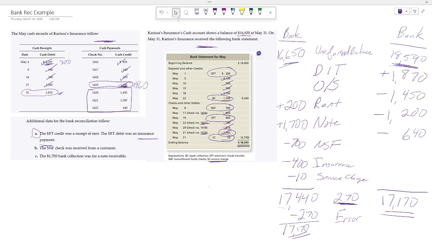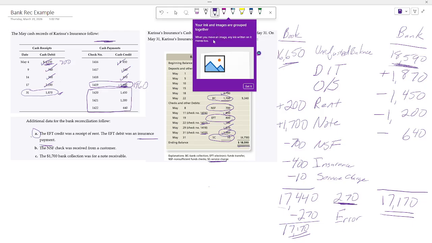Everything that was adjusted here, we are going to make a journal entry for. And we are going to ask ourselves, what if this were a regular transaction? What would the journal entry be? It's not going to be any more complicated than that.